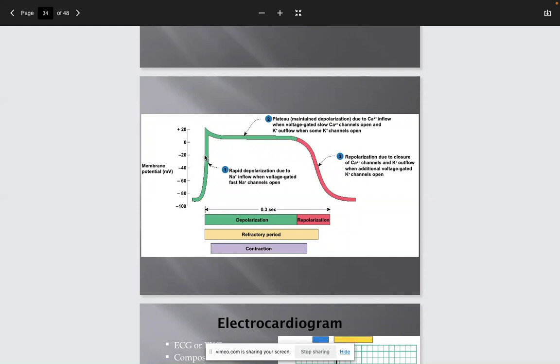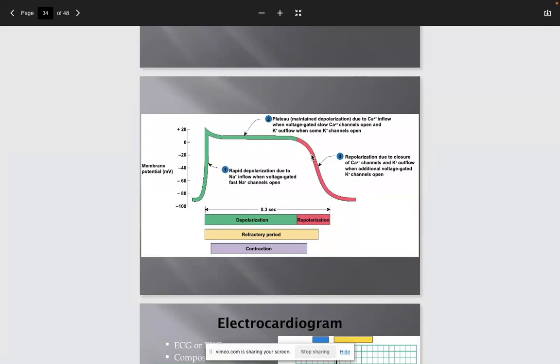You're going to have initial repolarization right here. This is just going to be due to closure of these sodium channels. And the potassium channels are going to open in order to make the membrane potential more negative. But because you have these potassium channels that are open and potassium is flowing out of the cell, you have calcium channels that are coming open as well, making the membrane potential not change. This is why it's called a plateau.